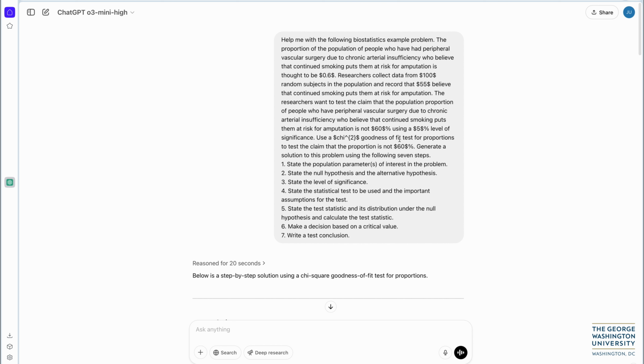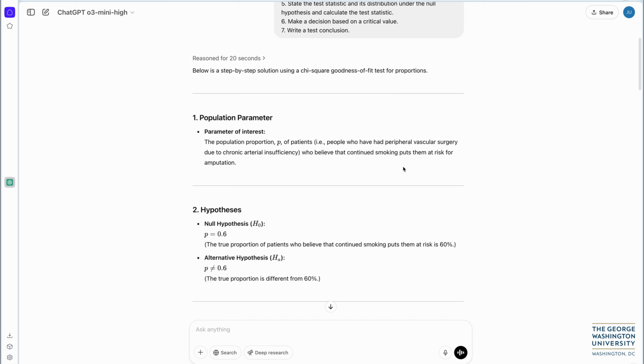So after having copy and pasted my problem there, I added this extra bit, generate a solution to this problem using the following 7 steps. And I outline the 7 steps that we follow in this course. So let's see what ChatGPT came up with.